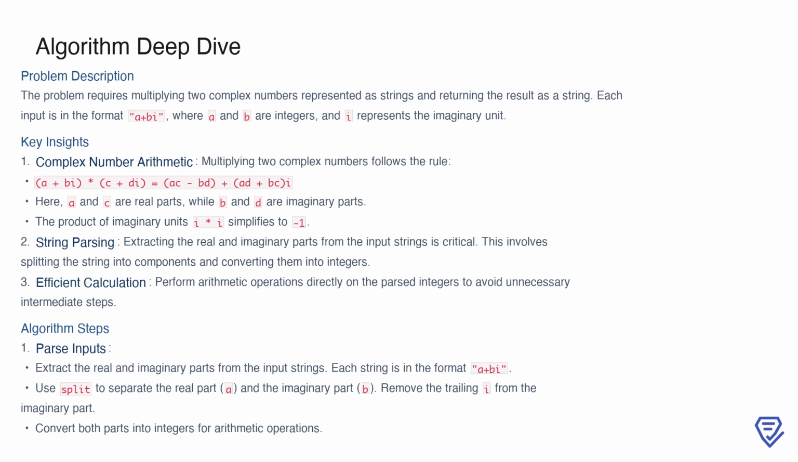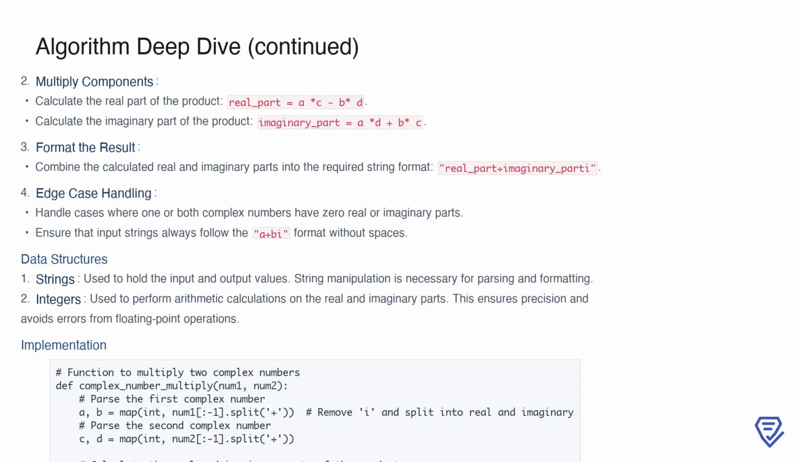Another important step is extracting the real and imaginary parts from the input strings. This involves parsing the strings by splitting them into components and converting these components into integers for arithmetic operations. Efficiently performing these calculations ensures the solution is both correct and optimized. So, the first step in the algorithm is to parse the inputs by separating the real and imaginary parts and preparing them for multiplication.